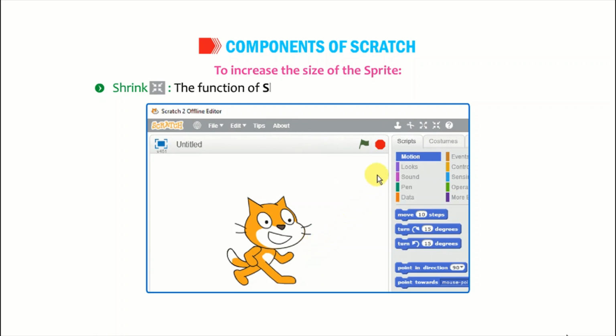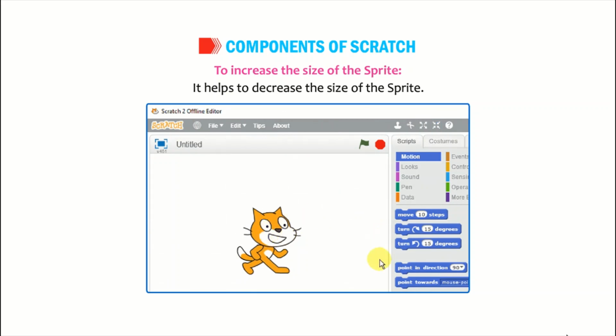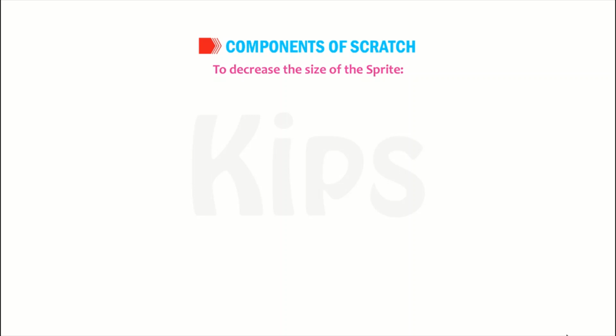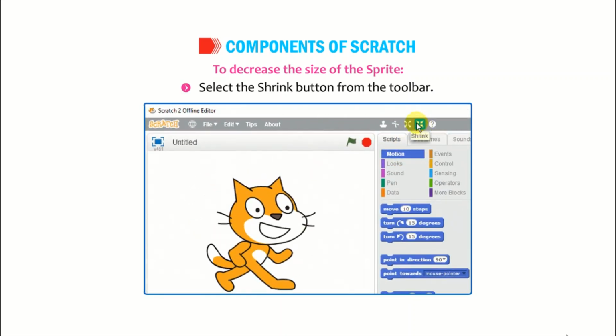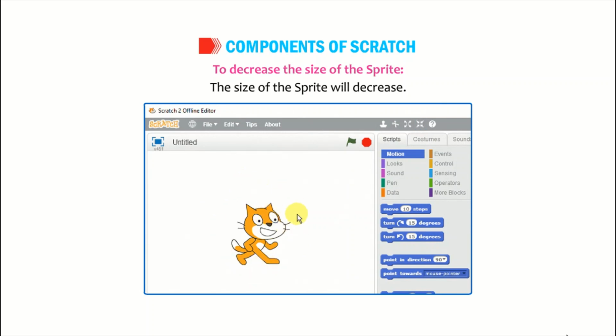Shrink. The function of Shrink button is opposite to the Grow button. It helps to decrease the size of the sprite. Now let us learn how to decrease size of the sprite. Select the Shrink button from the toolbar. The mouse pointer changes into a 4-headed arrow with an inward direction. Place the pointer on the sprite and click on it. The size of the sprite will decrease.